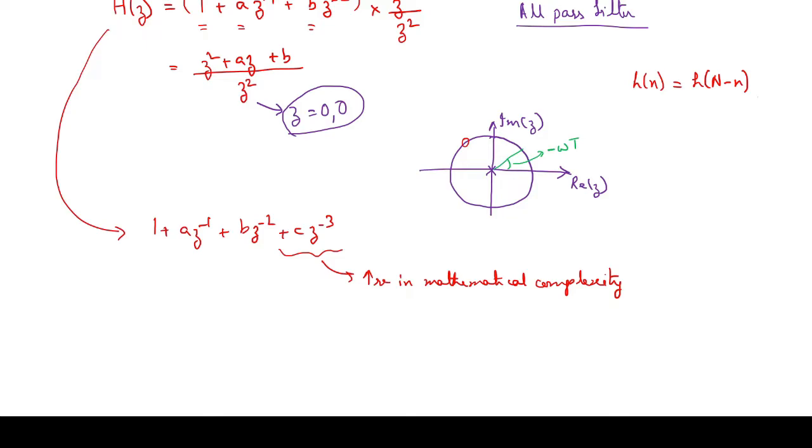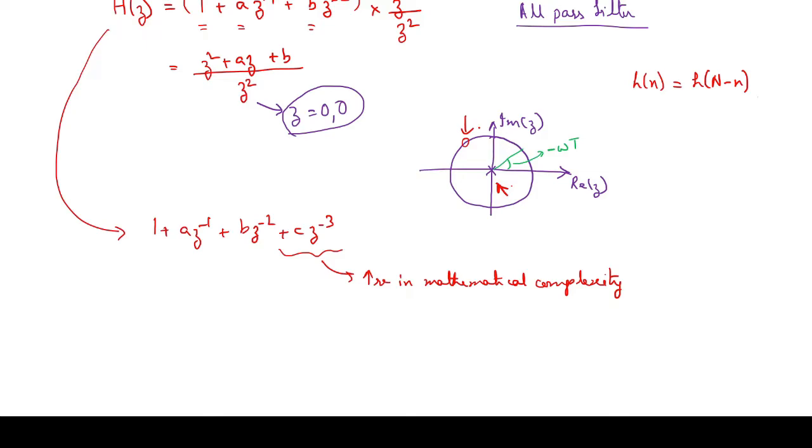Now, coming to the FIR filter designing, as I told you, all the poles would be at the center, and we will only have the liberty to place the zeros anywhere on the Z plane to modulate the gain.